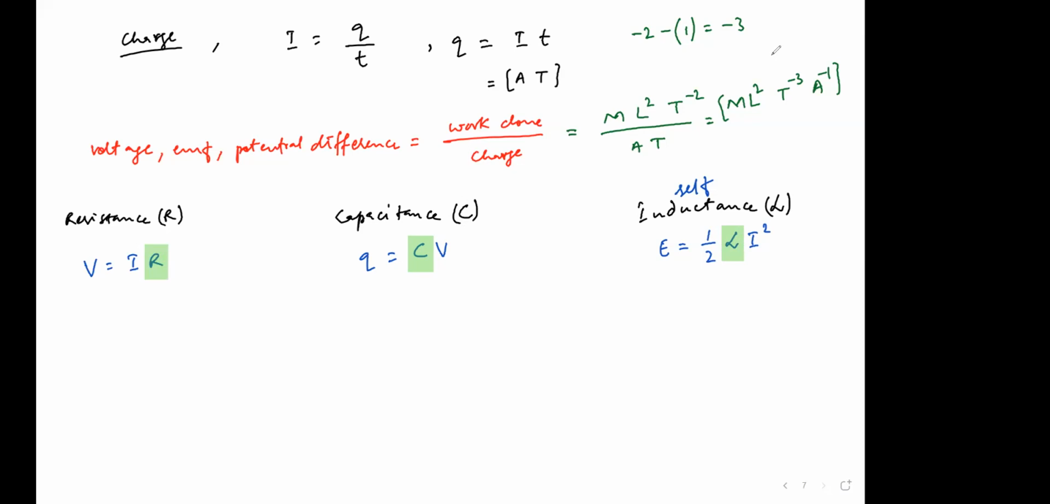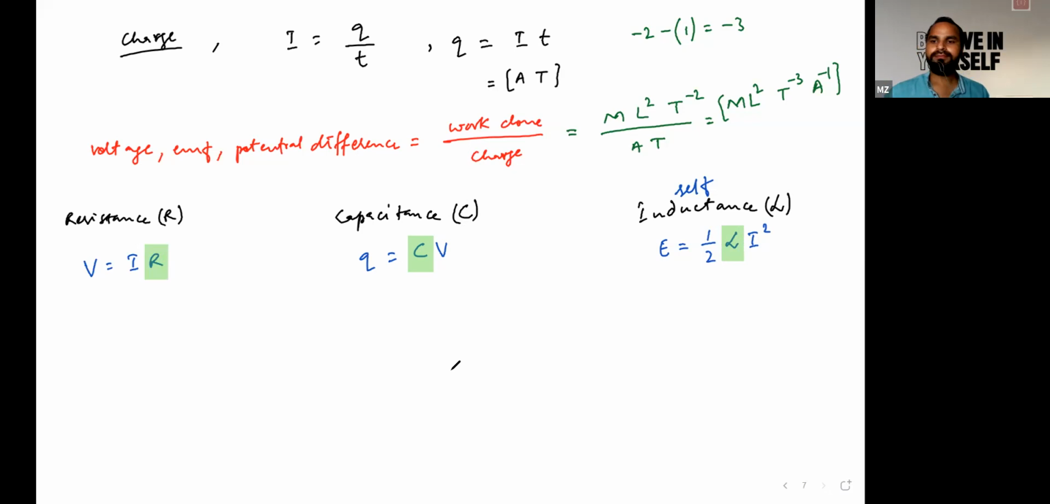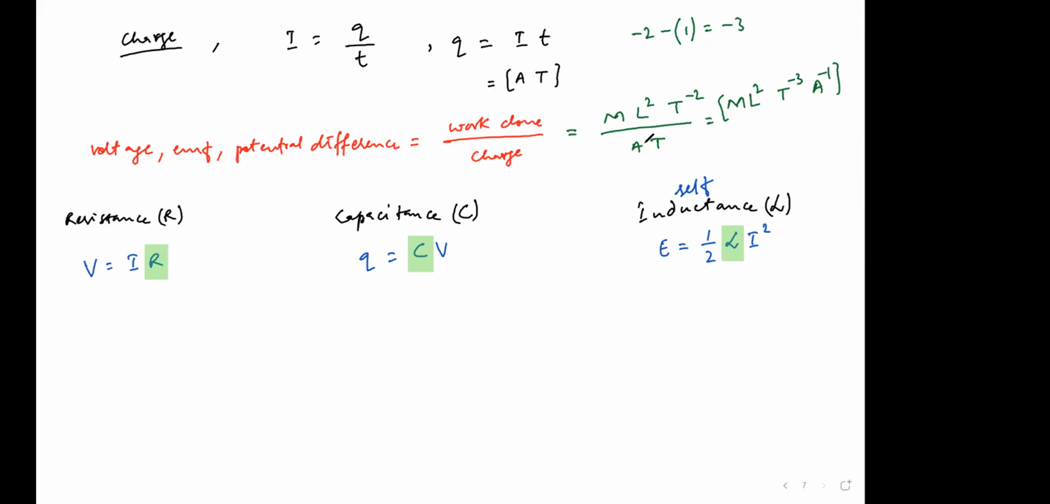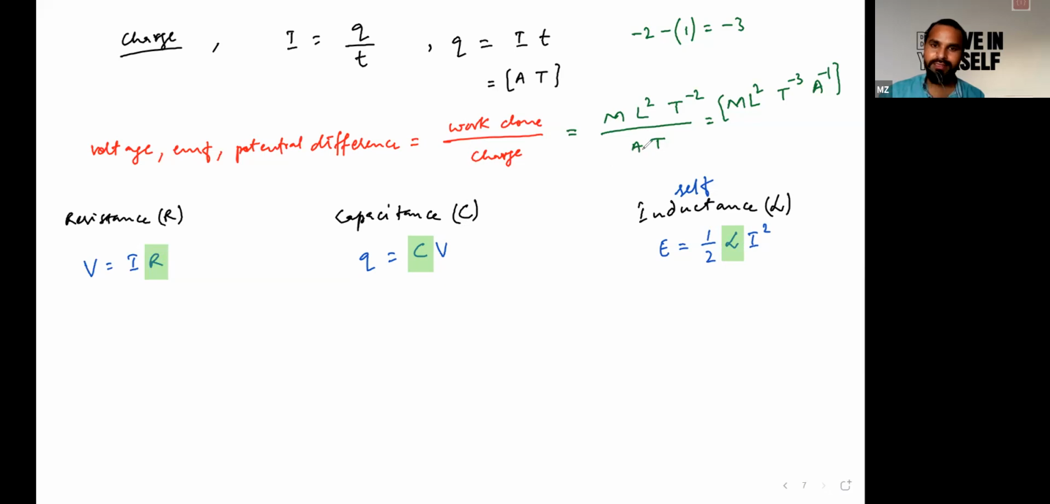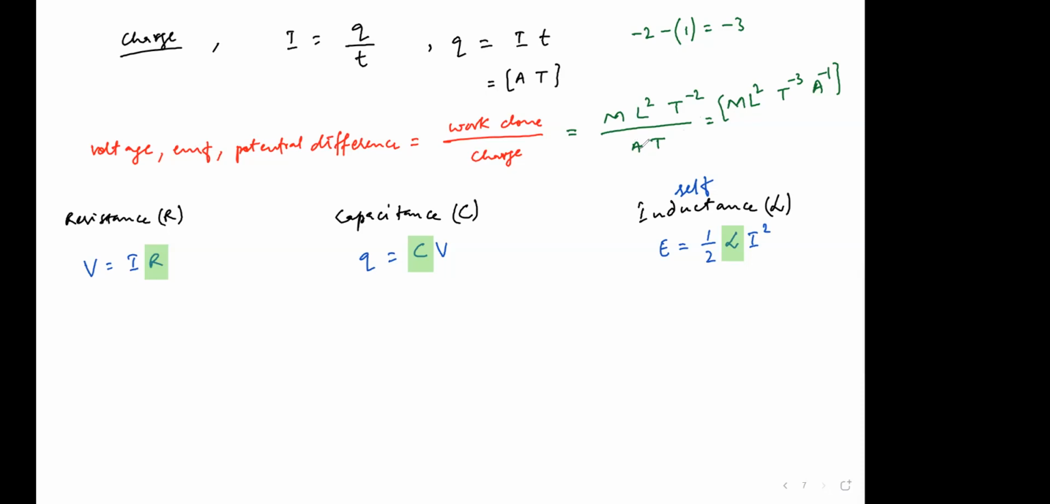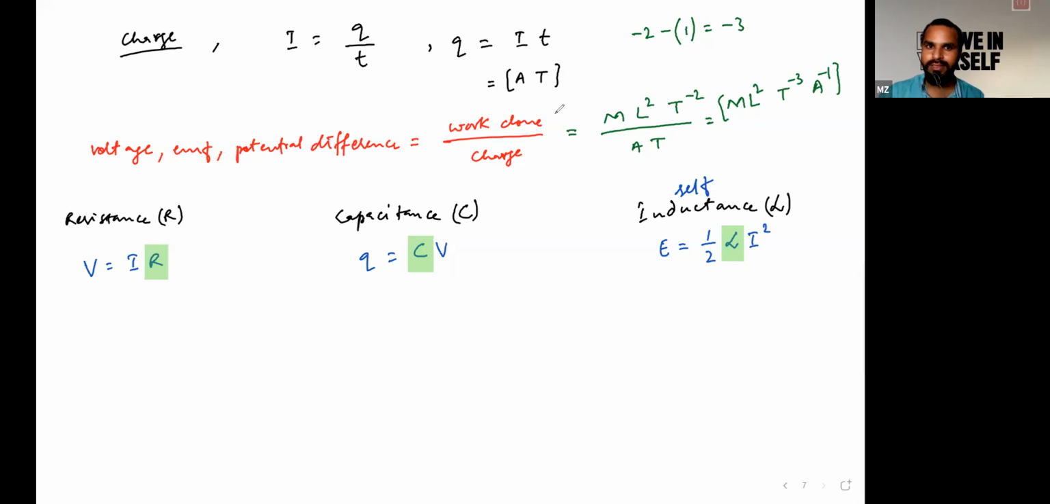Okay, sir. Try to solve the dimension of each part. Ifra, your question was to convert this particular A in terms of L². But A is nothing here. It is just for electric current. It is the dimension of electric current, not the area. Okay. Okay, sir.